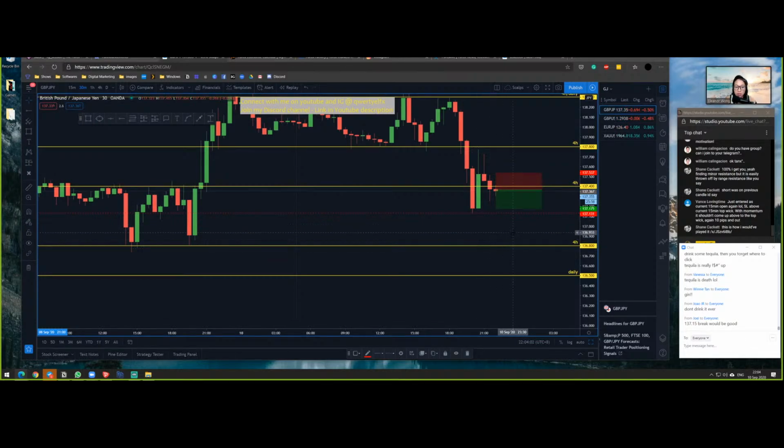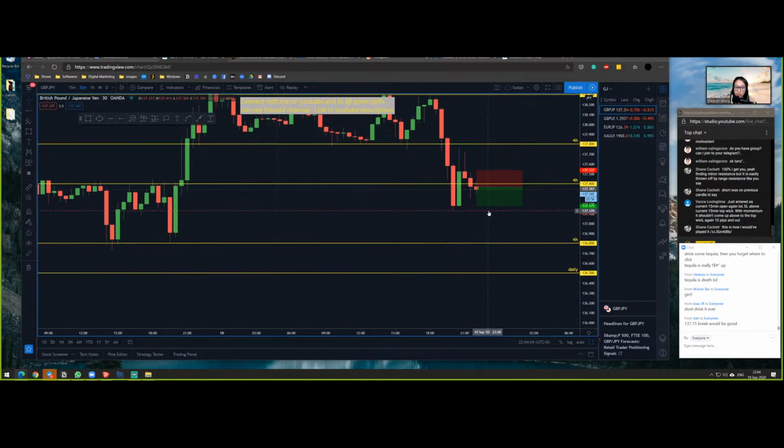A 137.15 break would be good. 137.15. Yeah, anything below this, you have a higher chance of coming down lower to 136,800. But nothing below this red dot. I think I will only enter if price breaks below this red dotted line, preferably. So I see this minor support being made.